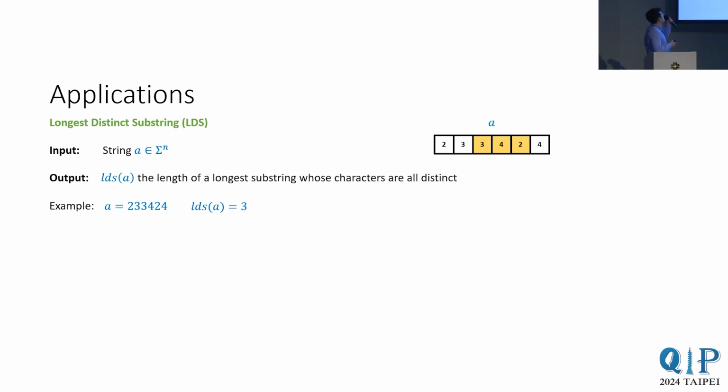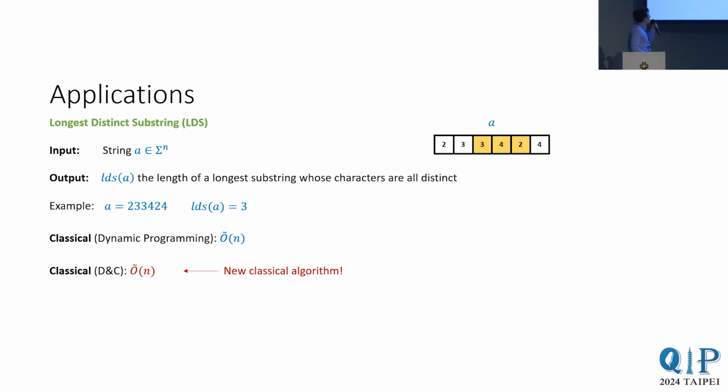Here is an example: 2, 3, 3, 4, 1, 4. As we can see, 3, 4, 1 is actually a longest substring here, so that's why the output is 3. Classically, people consider using dynamic programming to solve it. But we don't know how to quantize a dynamic programming-based algorithm.